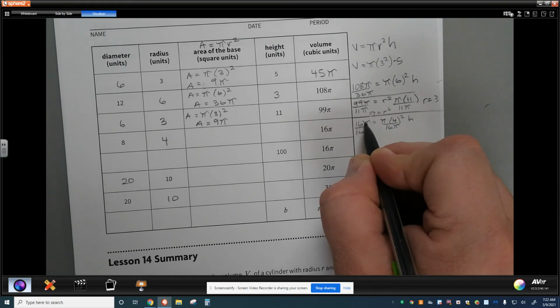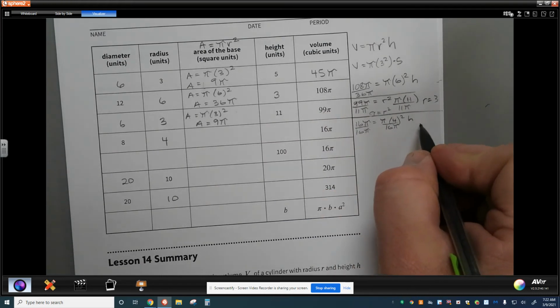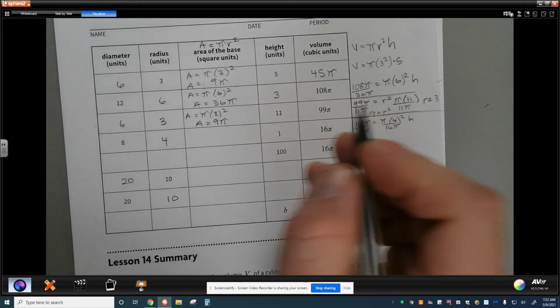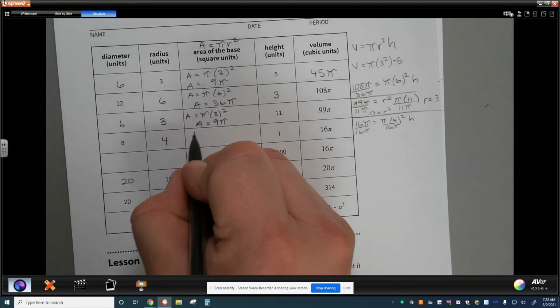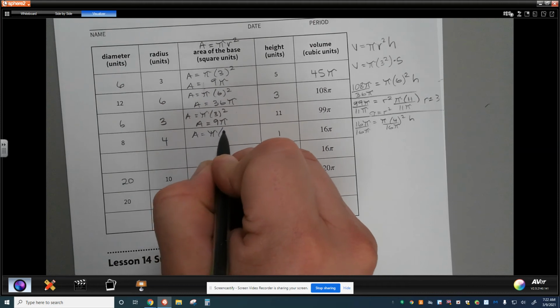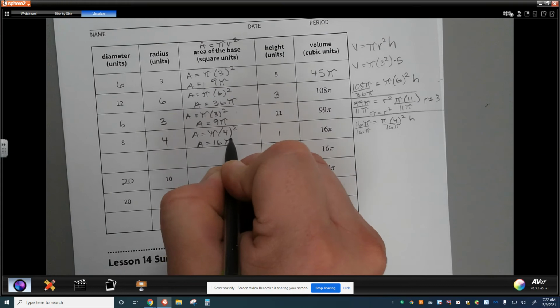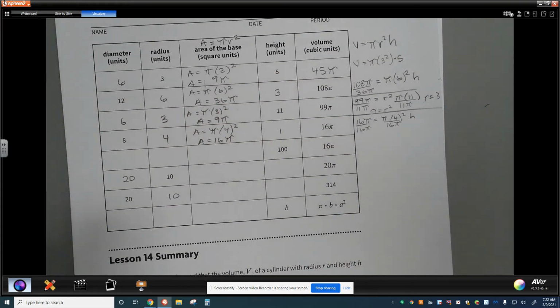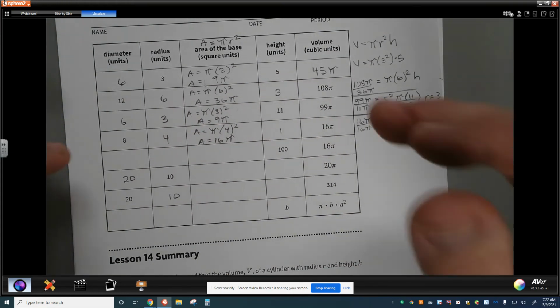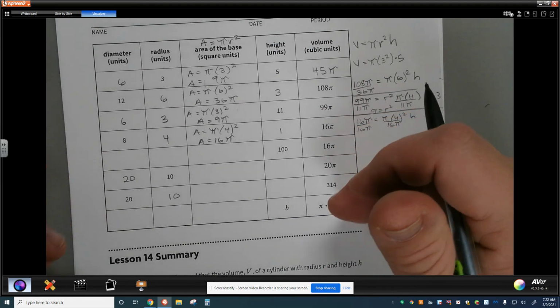And that leaves us with 16 pi divided by 16 pi, which we know is 1. So our height is 1. Let's just double check this. Area is equal to pi times the radius of 4 squared. Area is equal to 16 times pi. 16 times 1 is 16. We're awesome there.